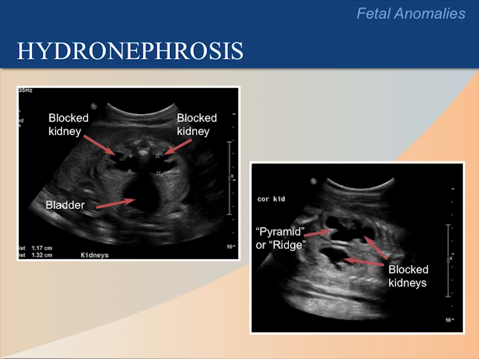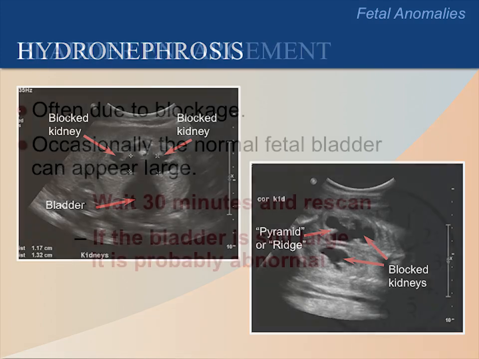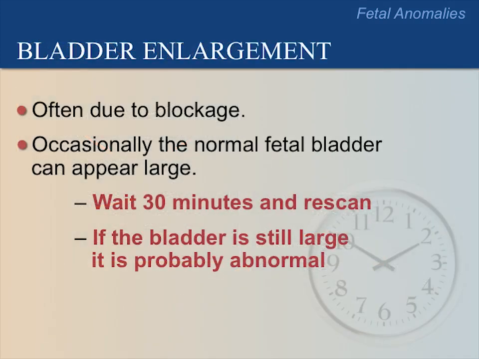Here we can see two enlarged kidneys with hydronephrosis. The pyramids or ridges along the dilated renal pelvis of each kidney are your clue that these are, in fact, kidneys. The bladder may also become enlarged, often because of a blockage. If the fetal bladder appears unusually large, rescan after 30 minutes. If the bladder is still large, there's probably something wrong, and you should refer to the hospital.